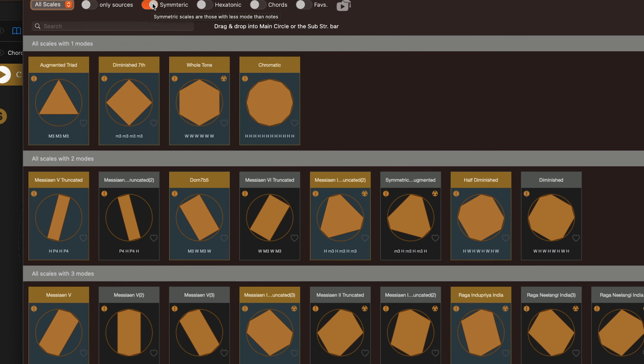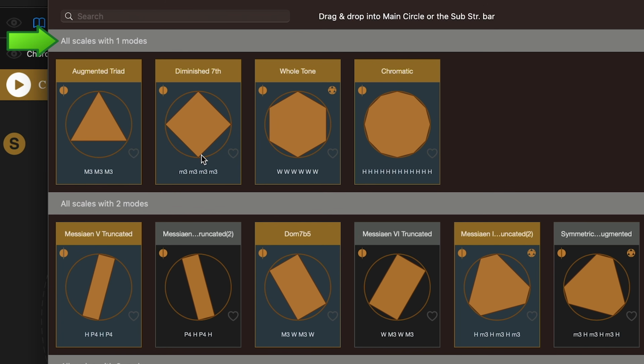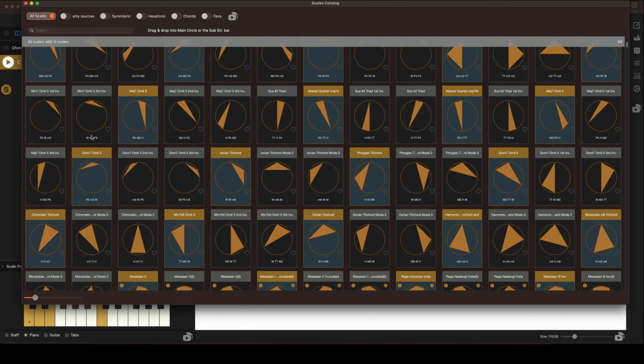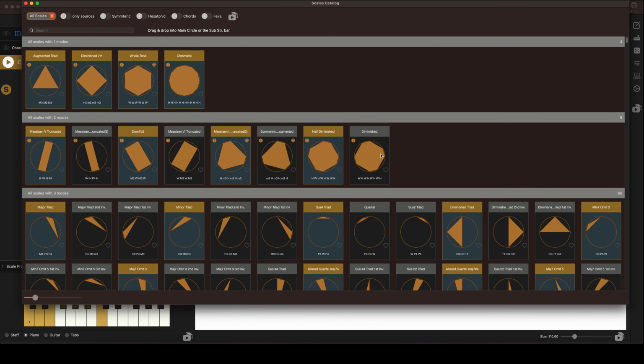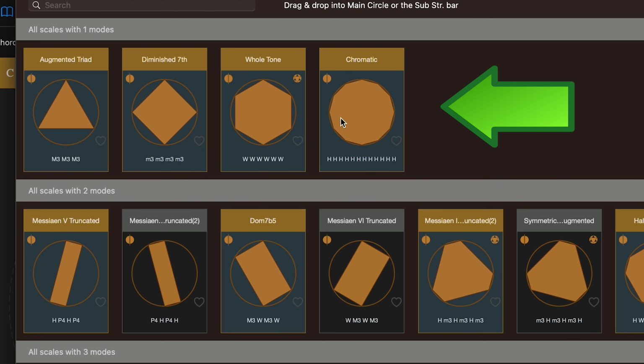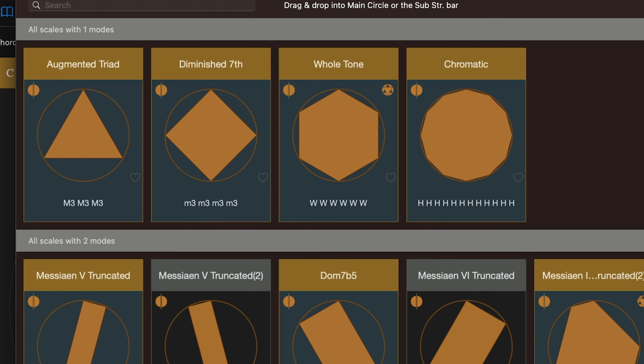If you take a look inside the scales catalog, you'll see all scales organized by mode count. And this is not just some random choice. Viewing scales by mode count gives you all adjacent related modes, but also a clear idea of how symmetric a scale actually is. For example, in the scales with 1 mode, there are only 4 scales: the augmented triad, diminished 7, the whole tone scale, and the chromatic scale. There are no other scales in music with only 1 mode. And they're all symmetric because they have more notes than modes.